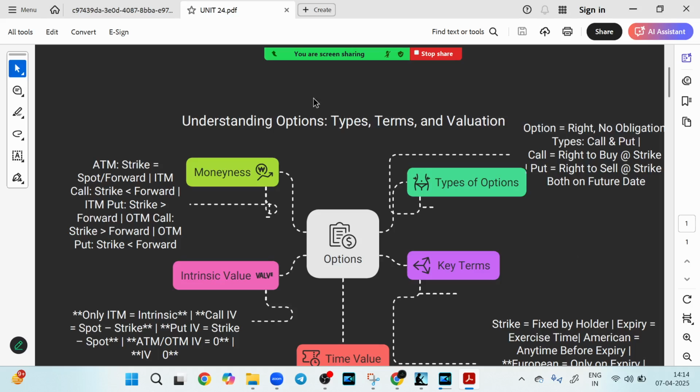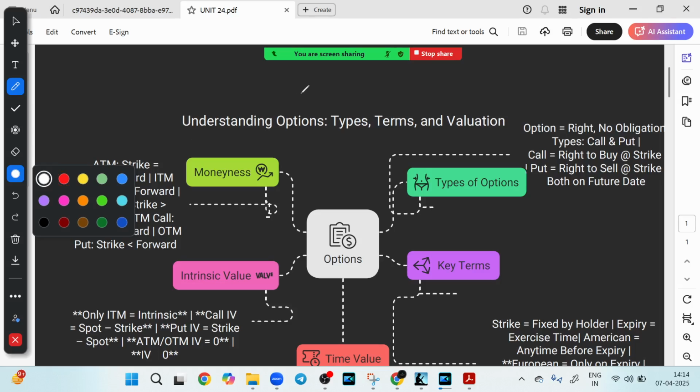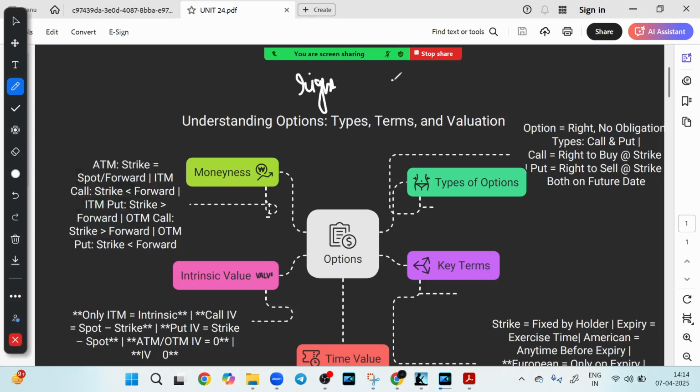This is a very important thing I'm telling you, because if you understand this, the main concept is clear. It gives you the right but not the obligation. It does not give you the obligation to buy or sell an asset at a fixed price in the future. So you can see written, it is a right but not an obligation to buy or sell an asset at a fixed point in the future.